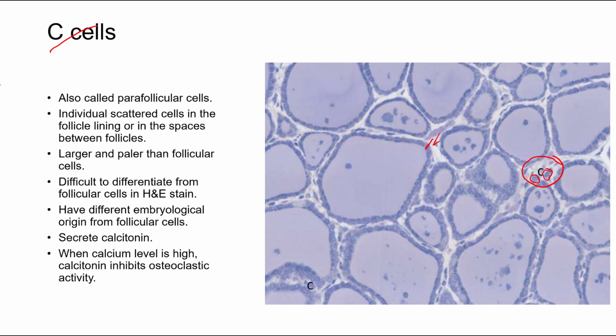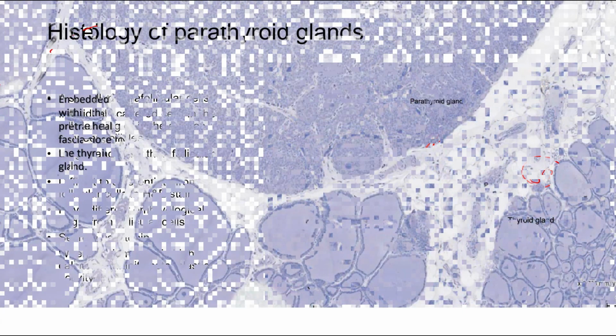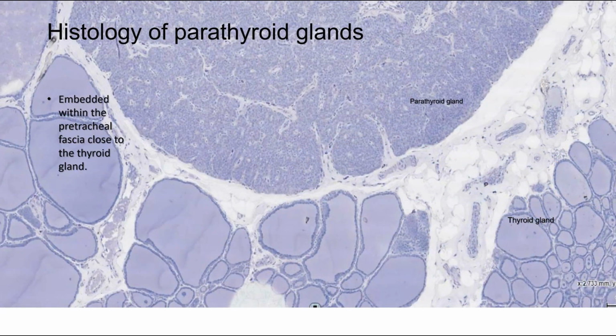The name of the hormone indicates that it controls the level of calcium. When the level of calcium in the blood is high, calcitonin will inhibit the osteoclastic activity, and actually the role of this hormone is opposite to the role of the hormone of the parathyroid gland. So this will take us to the other gland, that is the parathyroid gland, and as the name of the gland indicates, parathyroid means it is very close to the thyroid gland.